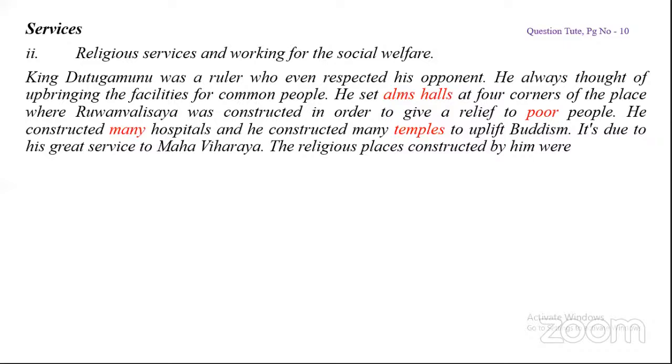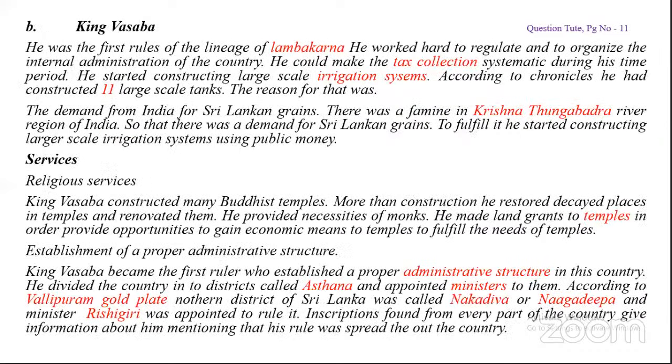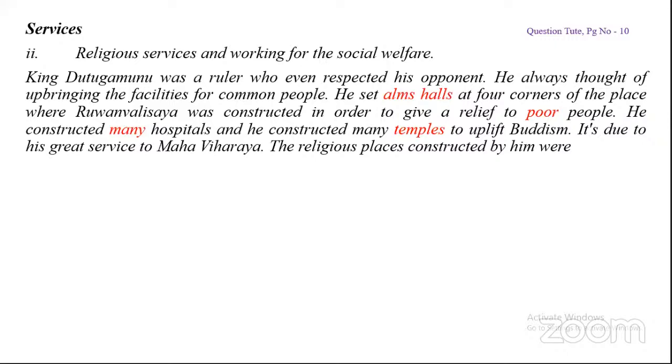King Dutugamunu was a ruler who even respected his opponents. He always worked for upbringing the facilities for common people. He set up alms halls at the four corners of the palace where Ruwanwelisaya was constructed, in order to give relief to poor people. He constructed many hospitals and many temples to uplift Buddhism. It's due to his great service to Mahavihara.